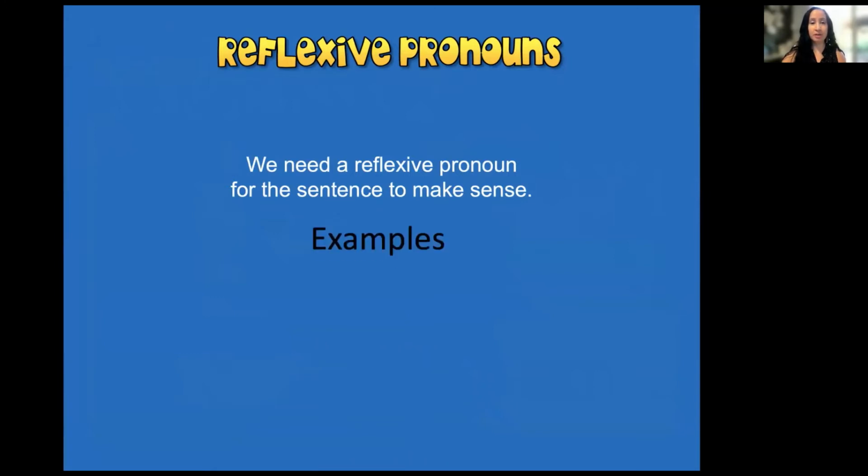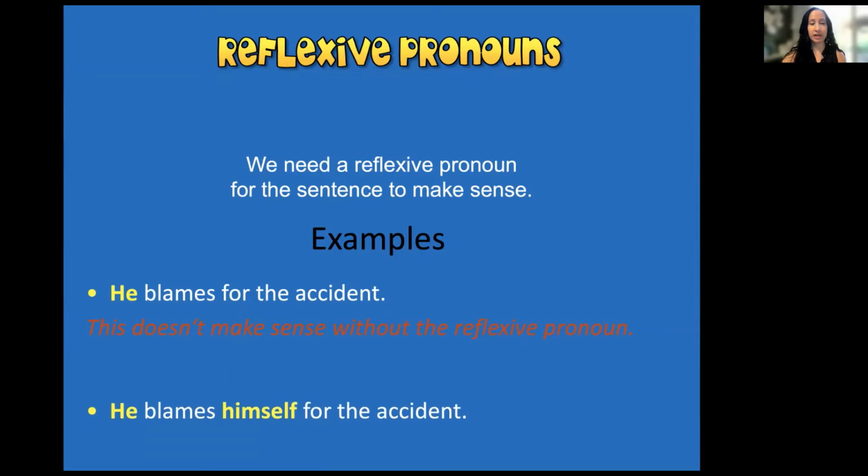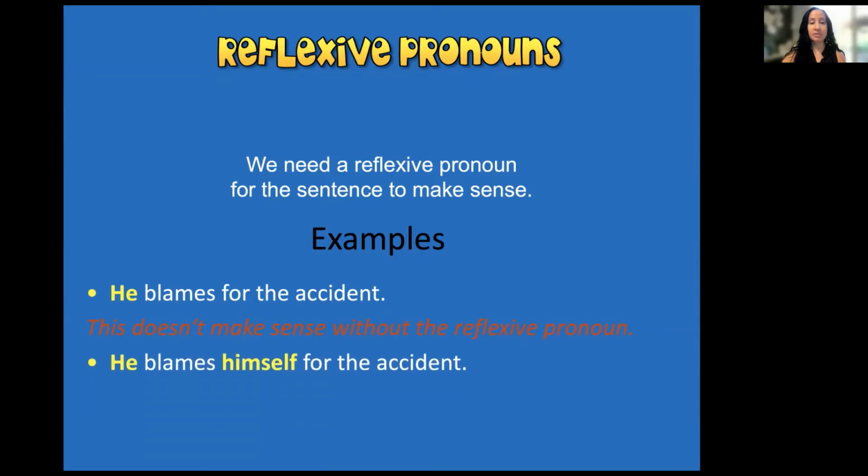For example, he blames for the accident. Does that make sense to you? No, this doesn't make sense without the reflexive pronoun. He blames himself for the accident.